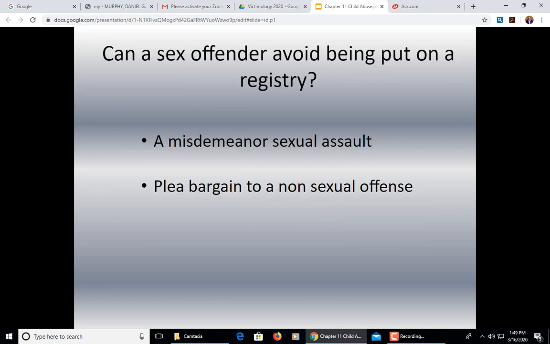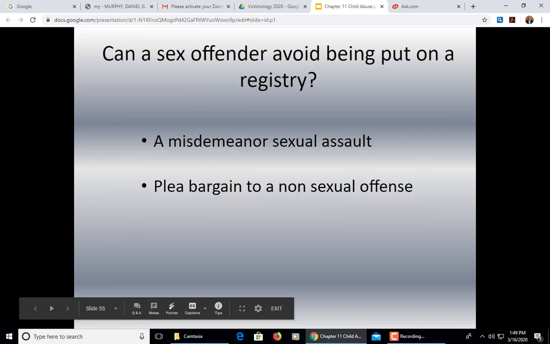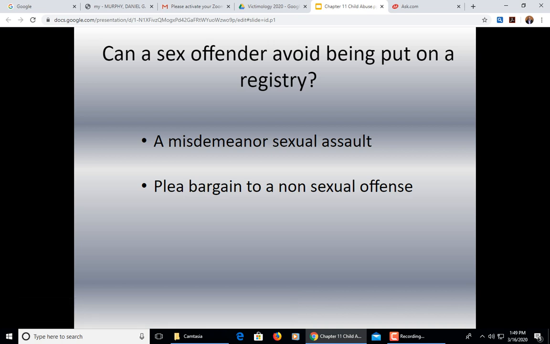But there are ways to avoid the sex offender registry. You can have a misdemeanor sexual assault charge against you, and out of a plea bargain say, I'm just going to plead guilty to a regular assault. If you plea bargain to a non-sexual offense, now you're no longer on the registry.